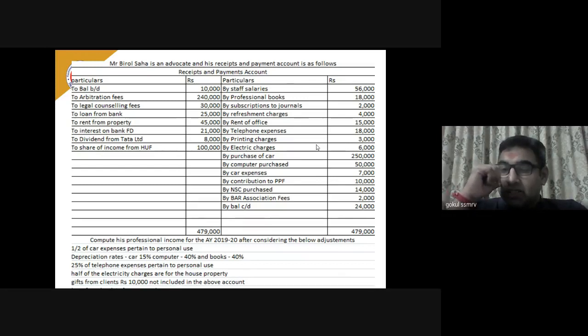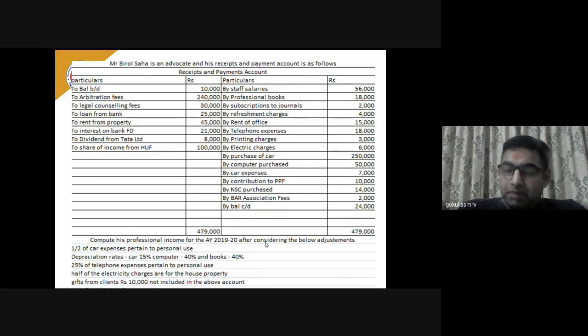Then computer purchase 50,000. So again 50,000. What is the depreciation rate? 40%. So 50,000 into 40%. You can give the professional expense. Then car expenses 7,000. So expenses of car is used half for personal use. So 7,000 into 1 by 2.